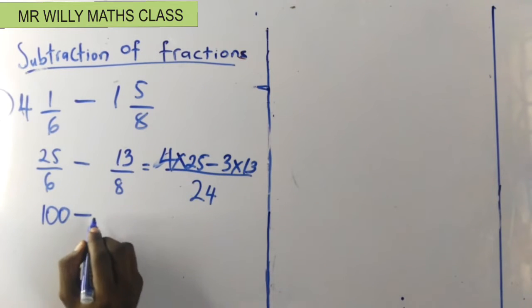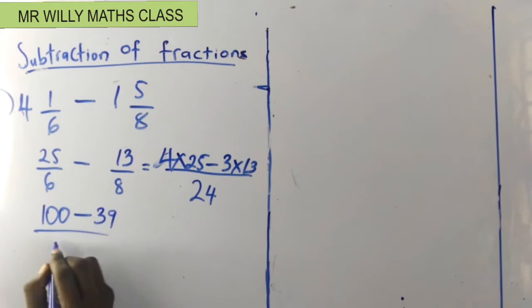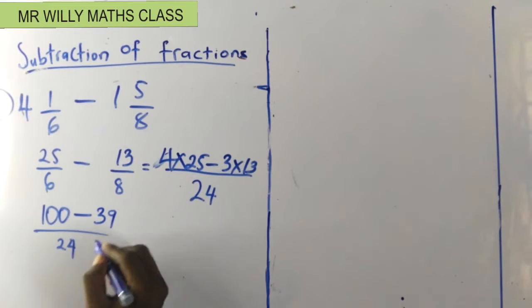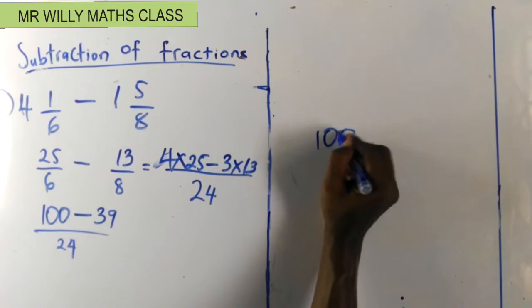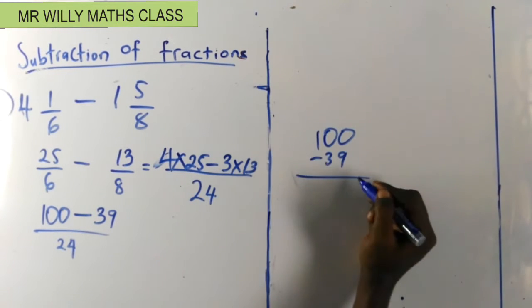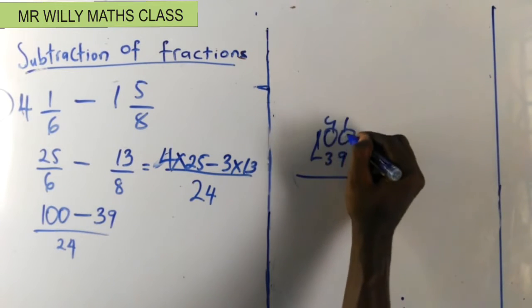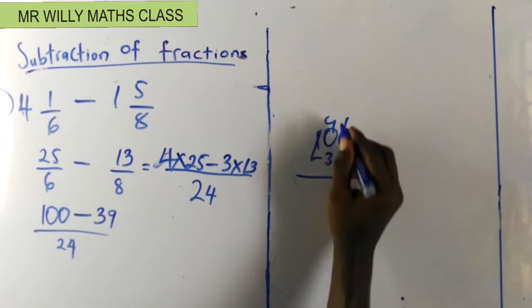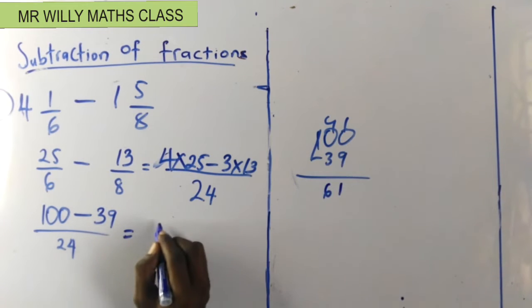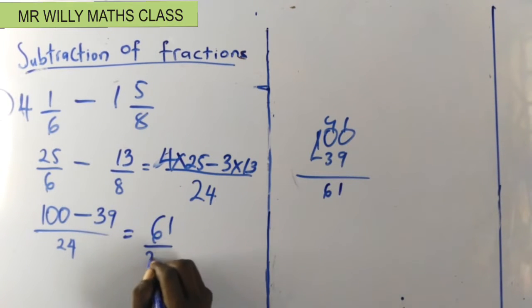Minus 3 times 13, that will be 39 over 24. Now, 100 minus 39. If you borrow 1, this one will be 9, and this one will be 10. 10 minus 9, that will be 1. 9 minus 3, that will be 6. So you'll be left with 61 over 24.